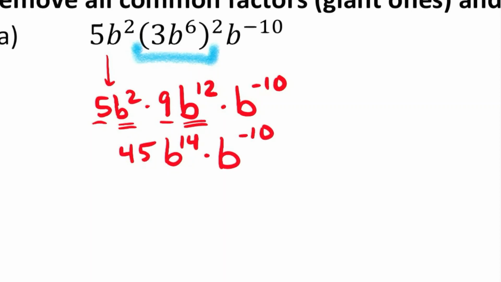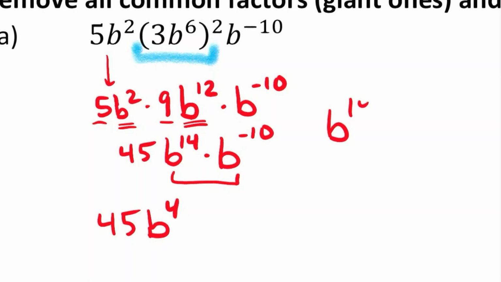Now, I can think about this one of two ways, right? I know b to the 14th times b to the negative 10th is just b to the 4th power. So my answer is 45b to the 4th power. But I could write this if I wanted to. This is b to the 14th over b to the 10th. And I can see the exact same thing's going to happen here, right? If I've got b to the 14th in the top and b to the 10th in the denominator, that's still going to simplify to b to the 4th power.